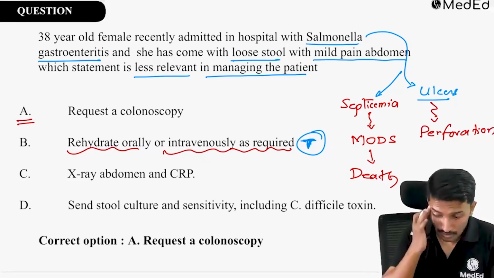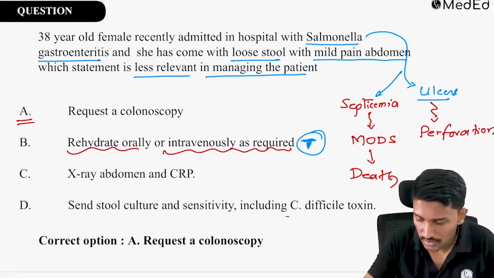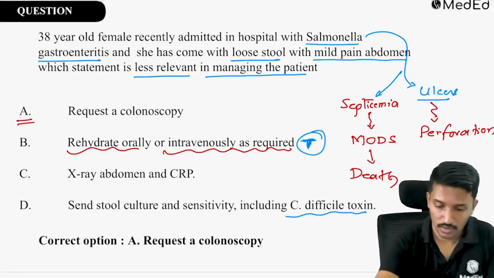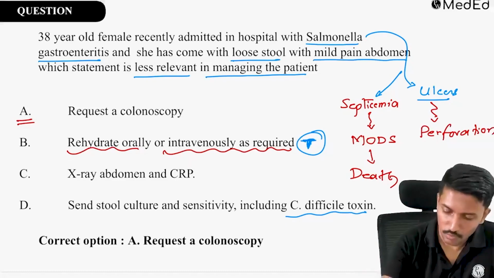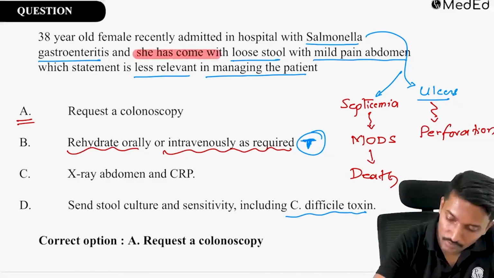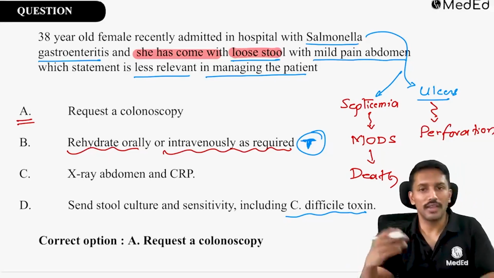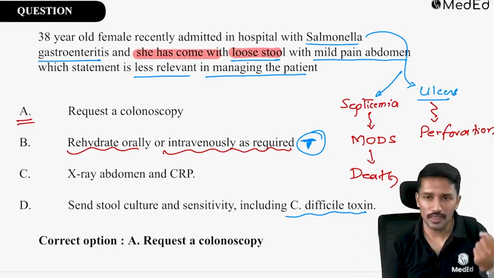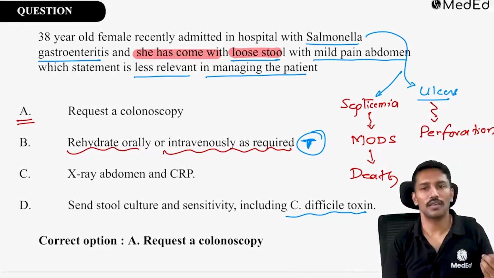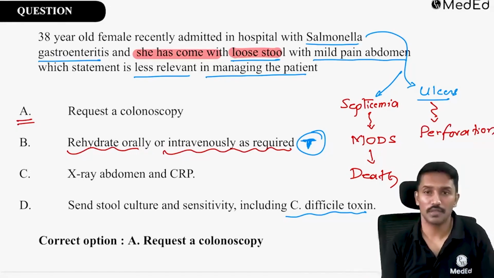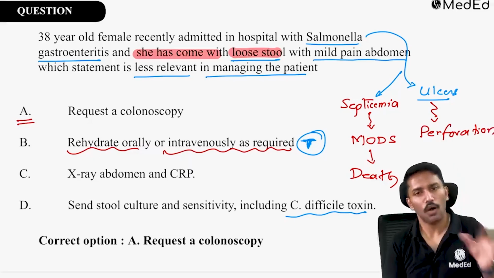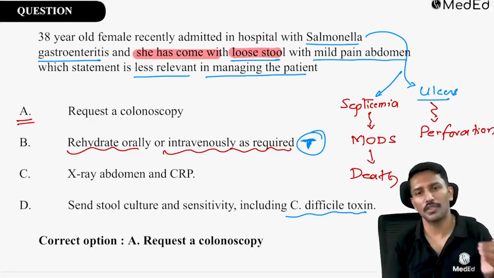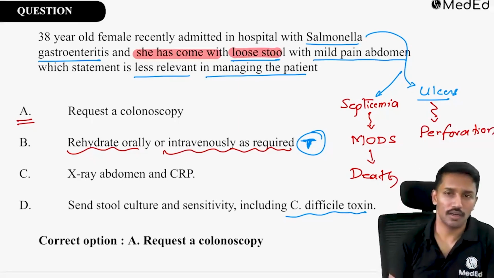Send stool culture and sensitivity including Clostridium difficile toxin. Okay. See, now when you look at this story, there is another point. The patient had salmonella gastroenteritis, and now she has come back with loose stools. Anytime someone who was treated with antibiotics comes back after initiating antibiotics with loose stools, there's also a possibility that they might have developed Clostridium difficile infection, right? That is a possibility. Or another possibility is that whatever antibiotics you gave hasn't helped the patient, and the patient continues to have the salmonella enteritis.